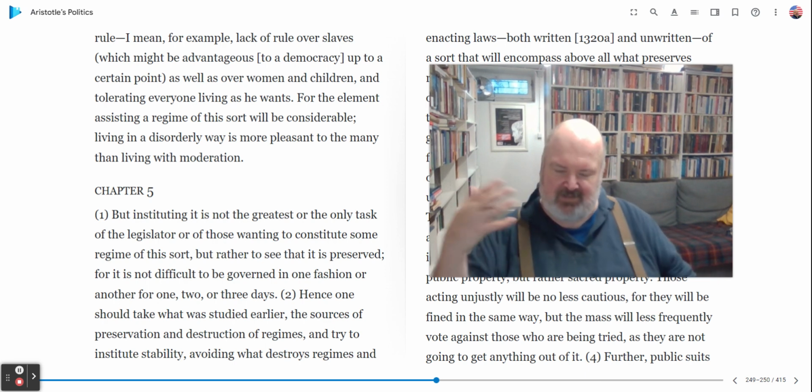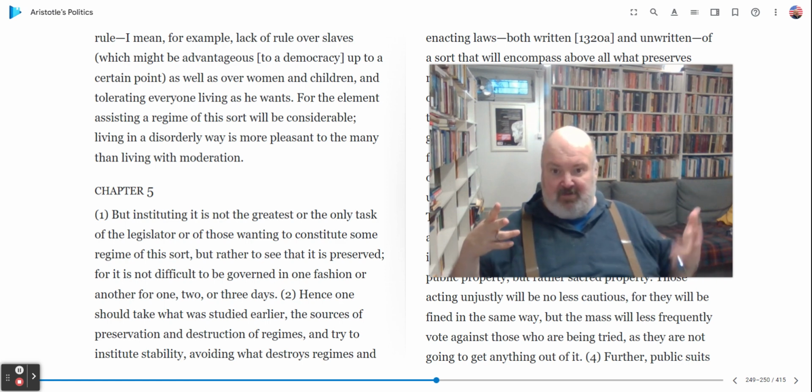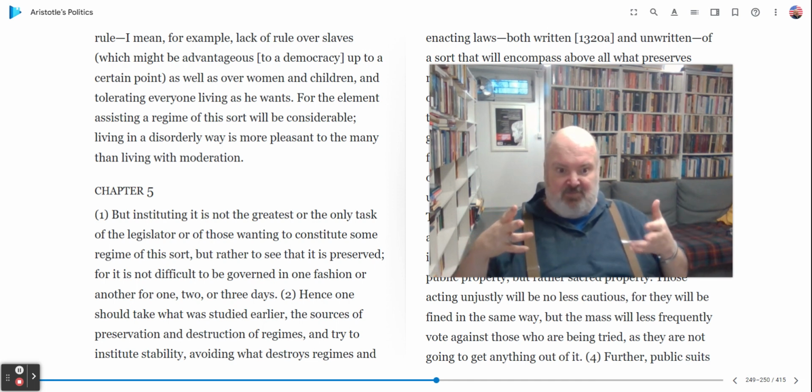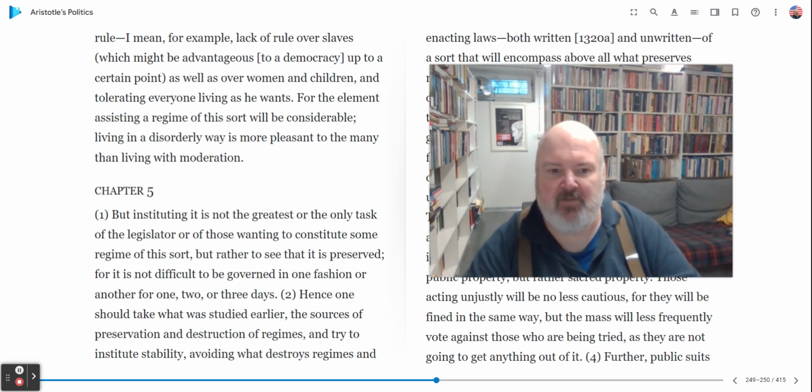So, in other words, this radical democracy is the most extreme democracy. It is going to have lack of rules. In other words, there's not going to be rules controlling slaves, women, children. They get to do what they want. They get more power, and this leads us to the last democracy. So let's stop here. We end here. The point here is that this is very negative.